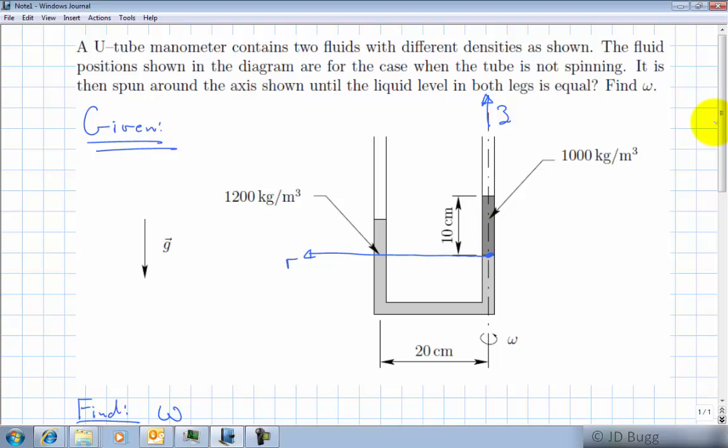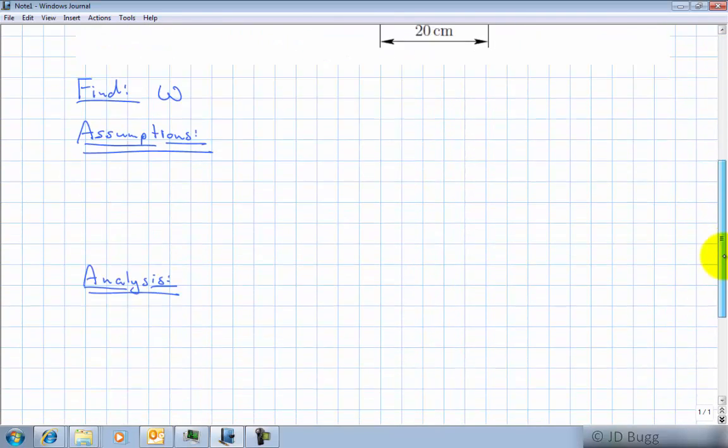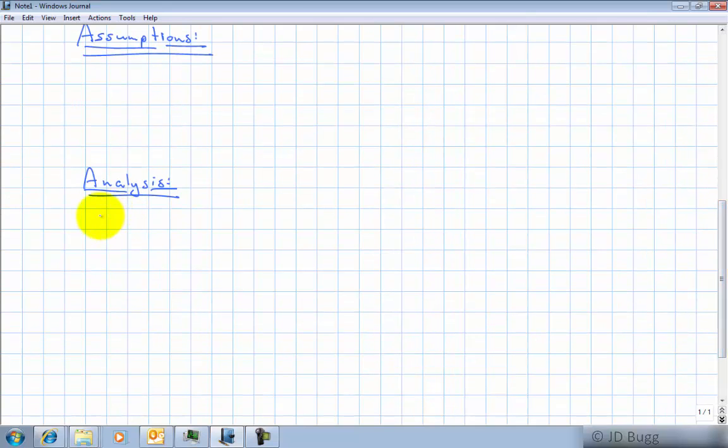So I want to label a few points here. I'm going to start over here, call that point A. This interface where it goes from the 1000 to the 1200 density fluid, I'll call point B. And then we go down through this fluid to this second free surface here, which I'll call point C. We'll be making reference to those points throughout the solution. So down in my analysis, I want to say P_A minus P_C is equal to 0. And that's going to be true whether it's stationary, whether it's spinning, no matter what happens.